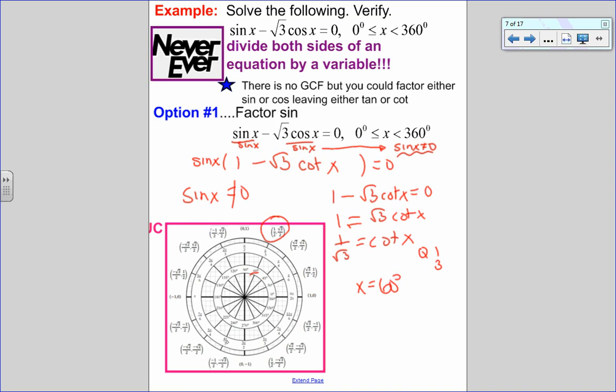And then over here, it's also negative 1 over negative root 3. That's 1 over root 3 because two negatives make a positive. So that happens at 240.